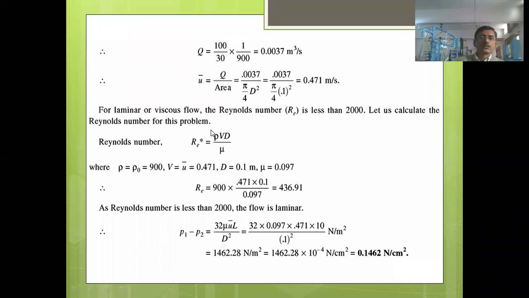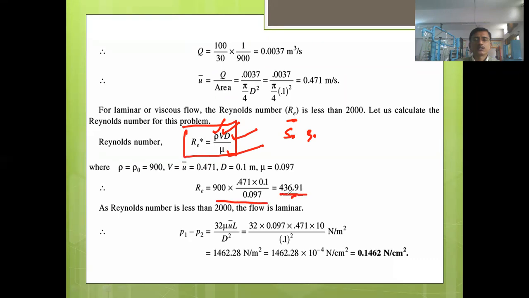Okay, and once you get this average velocity u bar, then let us find out whether the flow is laminar or turbulent. And how to know whether the flow is laminar or turbulent? By using the Reynolds number, we can find whether the flow is laminar or turbulent. What is the Reynolds number equation? Re is equal to rho V D upon mu. Now this mu is given, this diameter is known to us, velocity we have found here, and specific gravity is also given, and we have found the rho also. So putting all these values, we will get the Reynolds number. Okay, so first find out the Reynolds number.